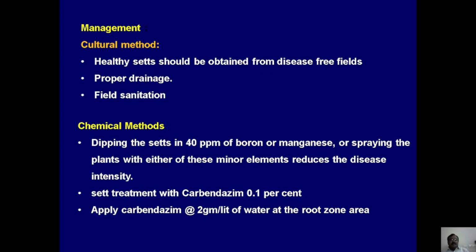Before planting, dip the sets in 40 ppm of boron or manganese, and also spray the same, which will reduce the disease intensity. Treat the sets with 0.1% carbendazim solution for 10 minutes. That will be helpful in reducing the set borne inoculum. If the incidence is noticed during crop growth, as I told you, it affects immediately after planting. So after planting, if it is noticed, then you can go for drenching with carbendazim.